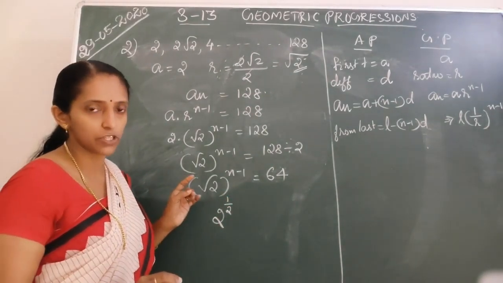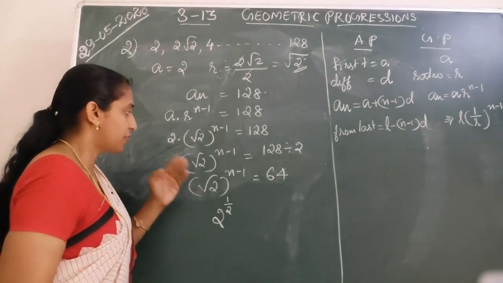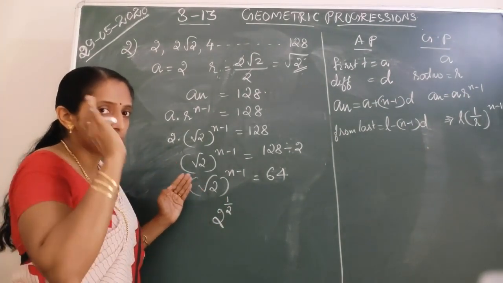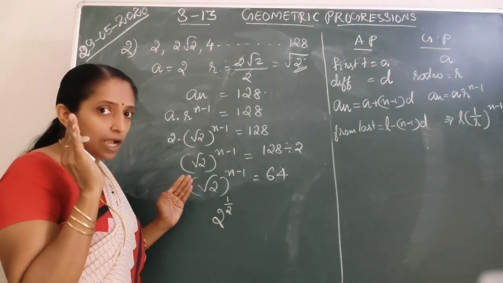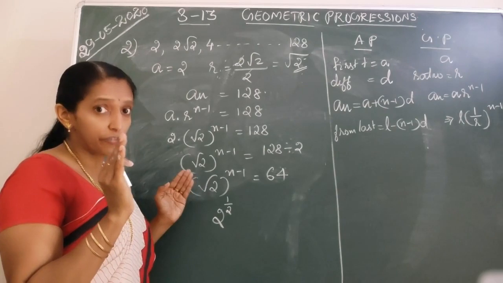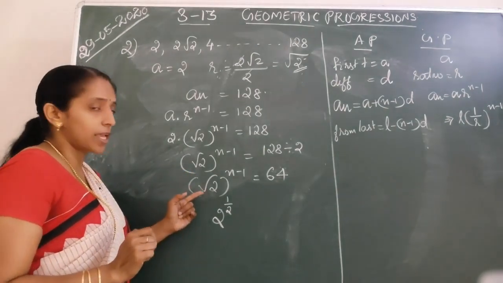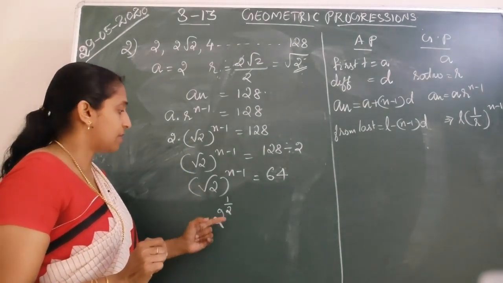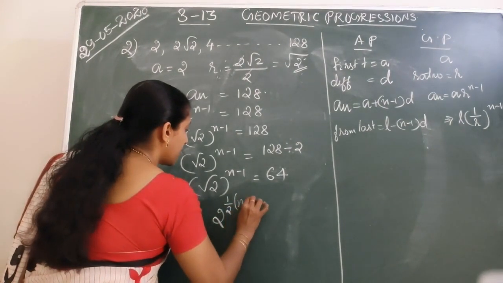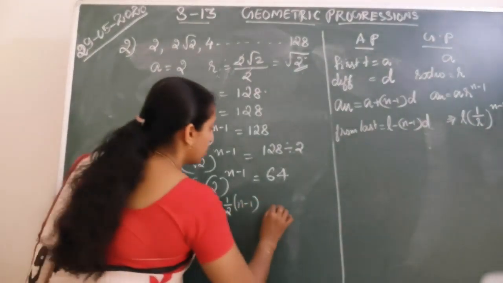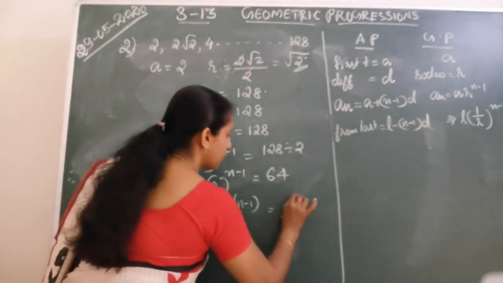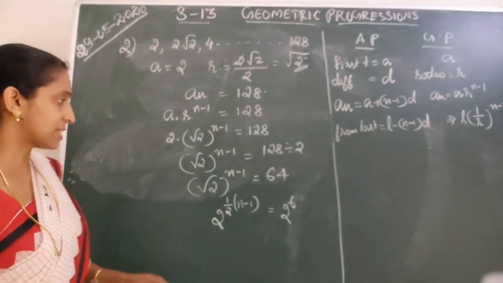Last year you have studied indices. If we have any root form, we write it in the exponential form as a to the power 1 by n, the nth root of a. Similarly, square root of 2 will be 2 to the power 1 by 2. So 2 to the power 1 by 2 into n minus 1 is equal to 2 to the power 6, since 64 is 2 to the power 6.